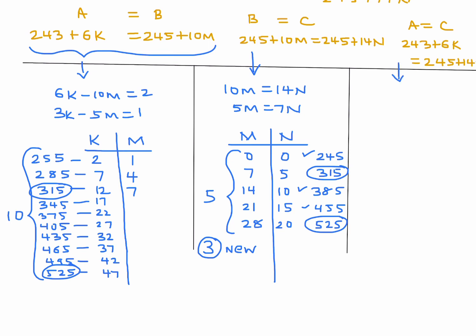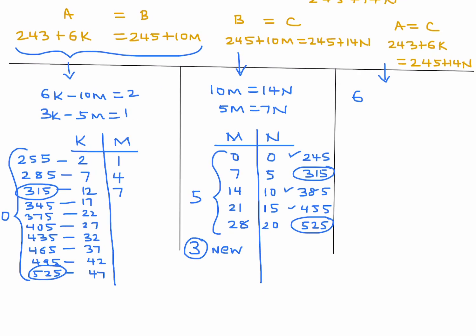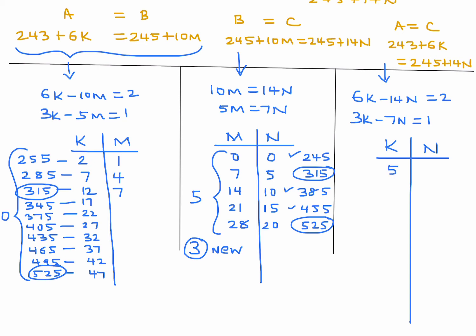All right, one last one. This one gives me 6k. Let's see here. 6k minus 14n is equal to 2. That means 3k minus 7n is equal to 1. All right, same thing here. We've got to make a little table, and off we go. So we get integer solutions as following.